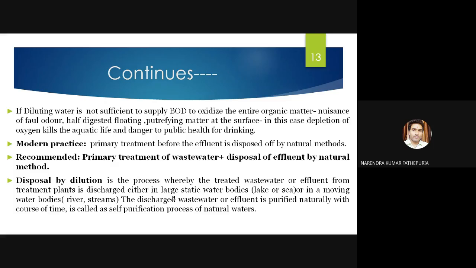Dilution is the process whereby the treated wastewater or effluent from the treatment plant is discharged either into large static water bodies, lake or sea, or into moving water bodies, rivers and streams. The discharged wastewater or effluent is purified naturally with the course of time. It's called the self-purification process of water.